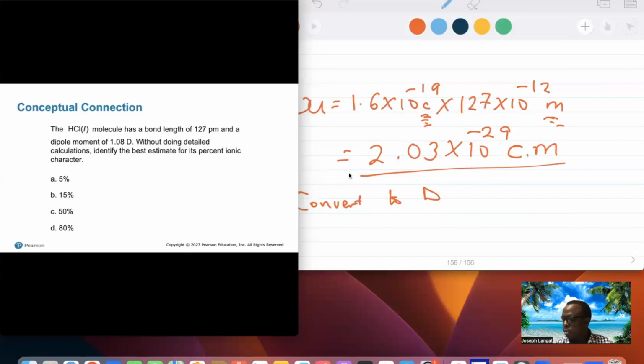1 debye equals 3.34 times 10 raised to negative 30 coulombs times meter. When I include that in the calculation, times 10 raised to negative, make sure that we have that debye. All right, the units. This is debye.